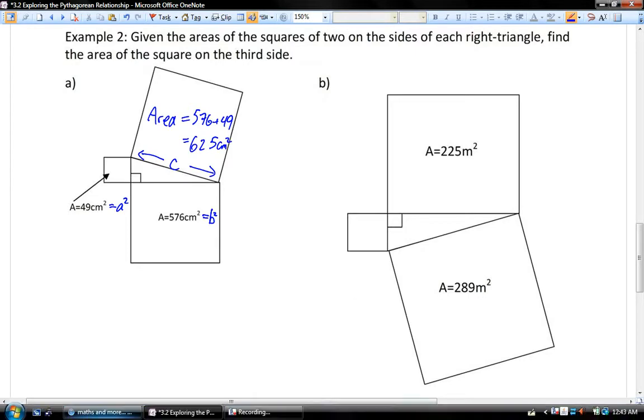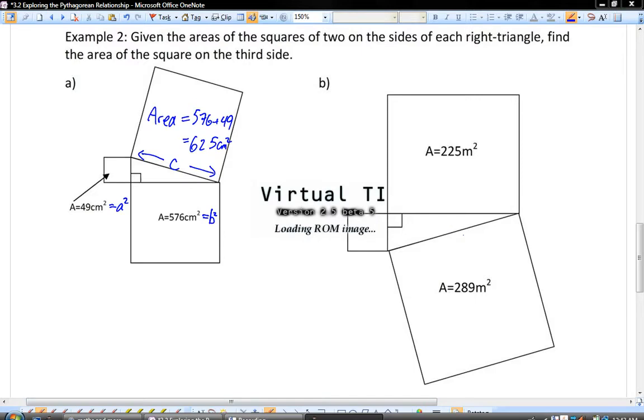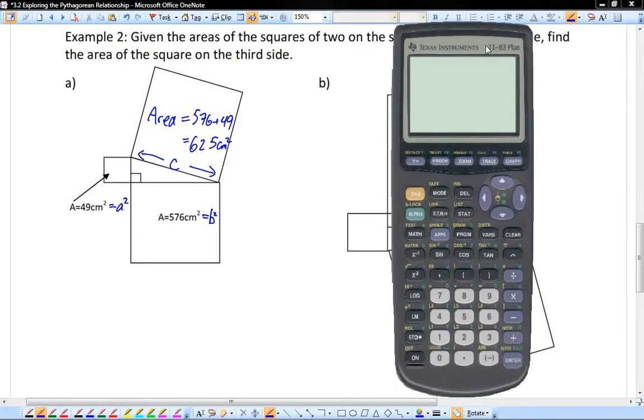Okay? Let me just double check that with my calculator, make sure that I haven't made a mistake there. 576 plus 49 is equal to 625.